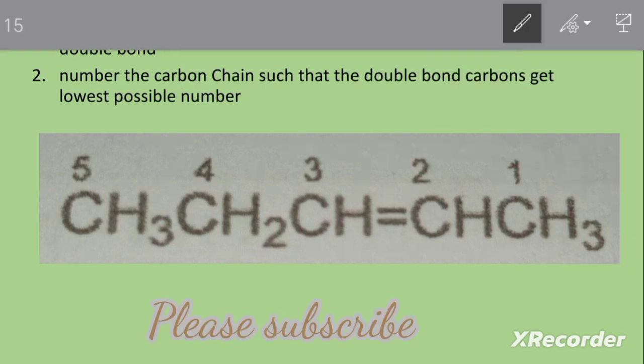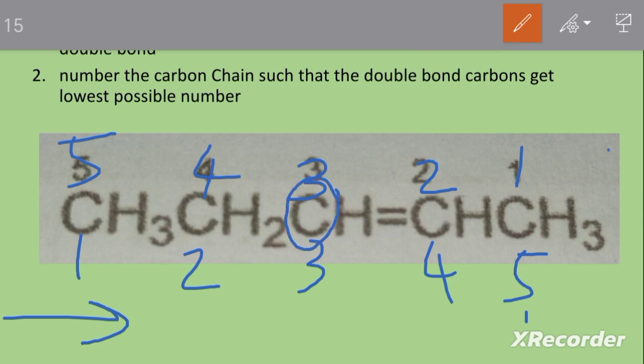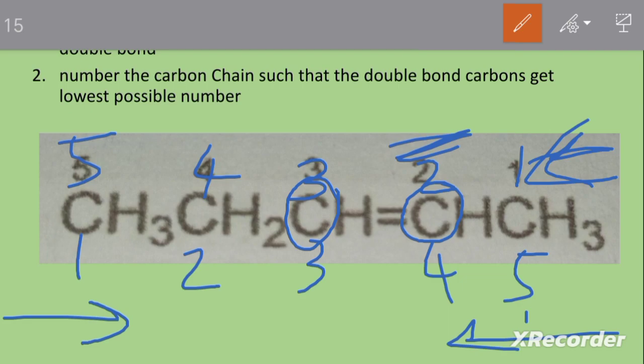We can number this carbon like this: 1, 2, 3, 4, 5. Like this. So here, from this direction, this is the carbon containing the double bond. From this direction, this is the carbon atom containing the double bond. So the best way is selecting this one because the double bond gets the lower value from this direction. So I selected the direction like this.